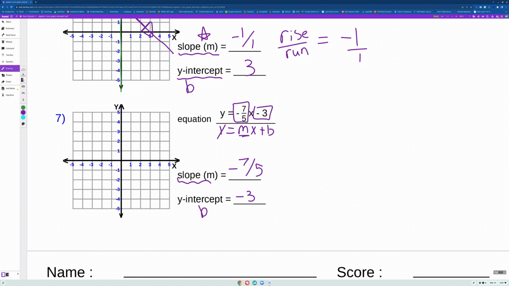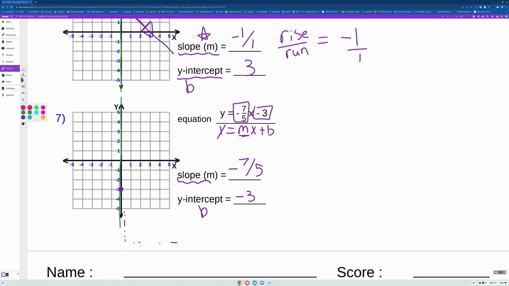So because my y-intercept's -3, I'm going to look at my y-axis, and I'm going to plot -3. And now my slope is -7 over 5. So what this would really be asking me to do is go down 7 and then to the right 5. But I can't do that because I'm running out of space. So I'm actually going to do the opposite. Instead of going down 7, I'm going to go up 7. And then instead of going to the right 5, I'm going to go to the left 5. And I'll show you guys why.